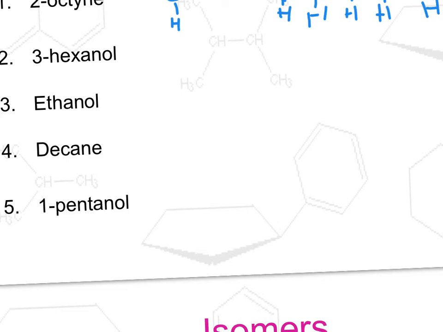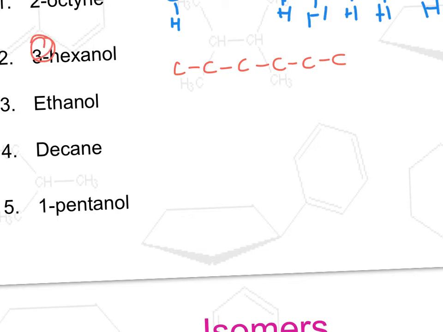Let's try 3-hexanol. So hex tells me that it's 6 carbons. So 1, 2, 3, 4, 5, 6. Enol tells me it's an alcohol. So that means OH. Where do I put my OH?